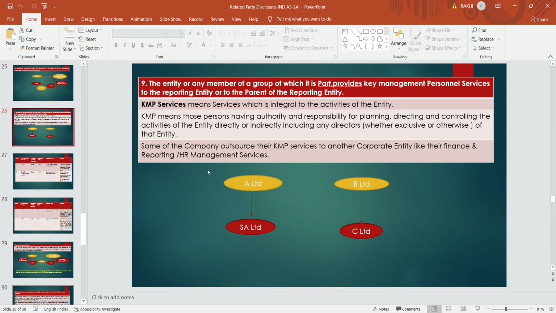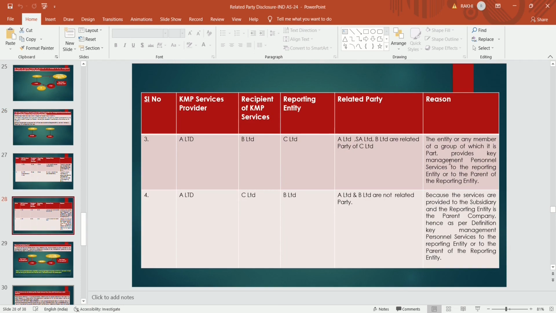So in this question it is written that the entity who is providing key managerial service to the reporting entity. To the reporting entity means C Limited, whether they are providing to C Limited or the parent of the reporting entity. Here who is the parent of C Limited? Here the parent of C Limited is B Limited. So the managerial service is being given to B Limited and the reporting entity is C Limited. So the parent of C Limited is included in the definition. So they are related. B Limited are related.